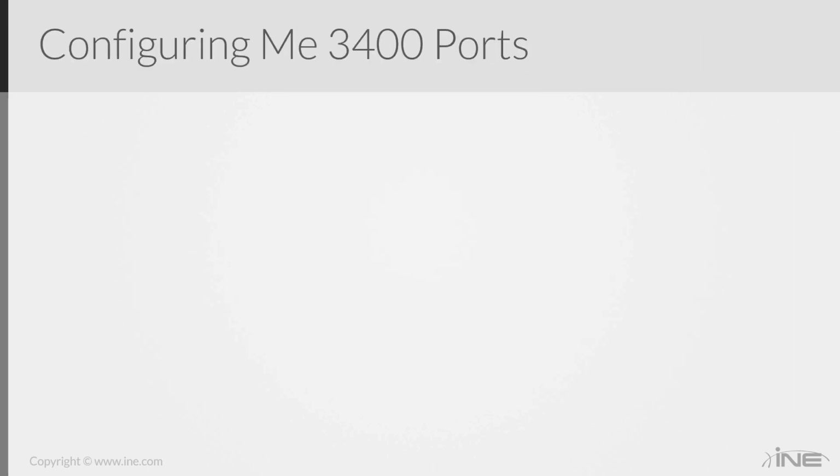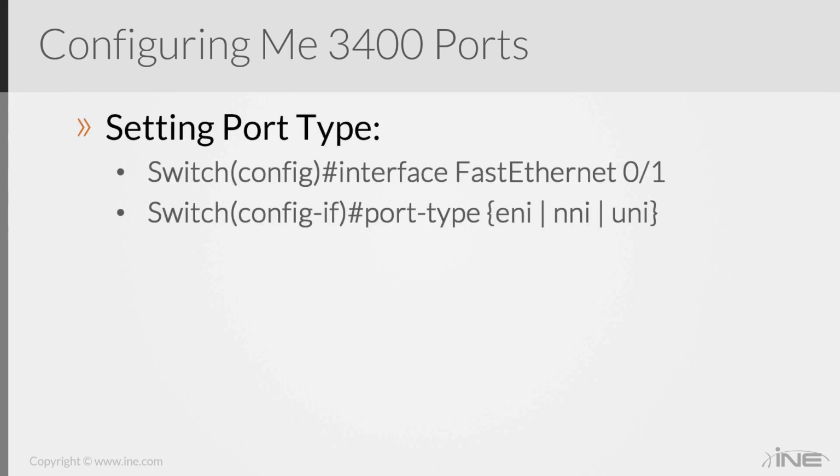Now, configuring your ME3400 switch ports is actually pretty easy. You just go underneath the interface, and at the interface level, you would simply type in the port type, and then you have to specify the specifics beyond that. So once you've configured it, it's pretty straightforward going from there.